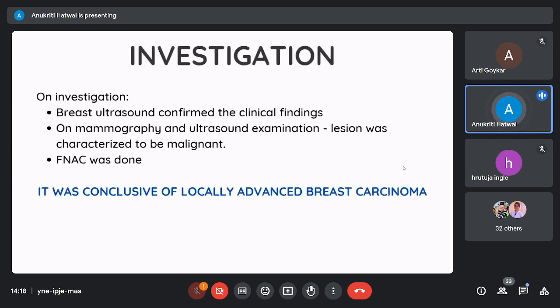On investigation, breast ultrasound confirmed the clinical findings. On mammography and ultrasound examination, the lesion was characterized to be malignant. FNAC was done. It was conclusive of locally advanced breast carcinoma. So now I would like to call upon my colleague Vasundhara to present her topic, normal anatomy of breast.